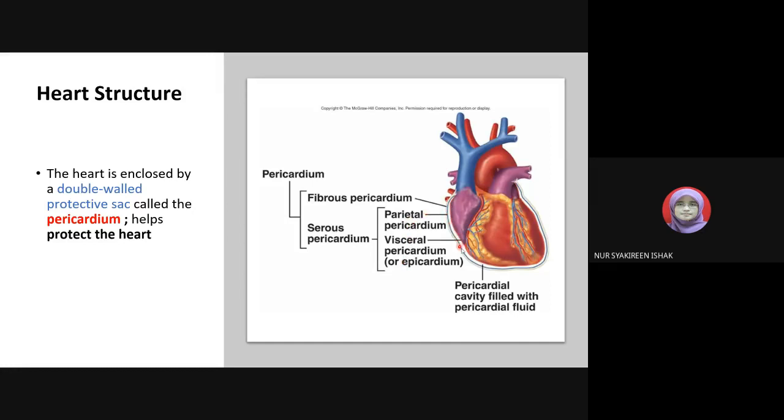This one here, the blue line, is the parietal pericardium, and the red one, lining just outside of the heart muscles here, is the visceral pericardium, or another term for it is epicardium, the outer layer of the heart. If you look carefully, it is the epicardium or the visceral pericardium.